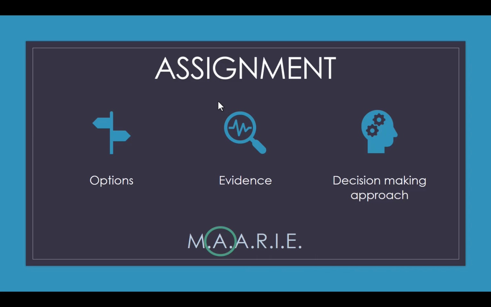So for the first section, assignment, we'll be looking at how to identify the options, how to identify the evidence, and how to identify a decision-making approach for when you get the evidence. So how are you going to rank the evidence to build your recommendations for the broader community?